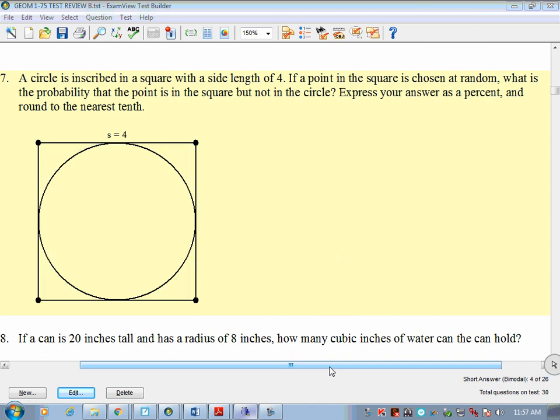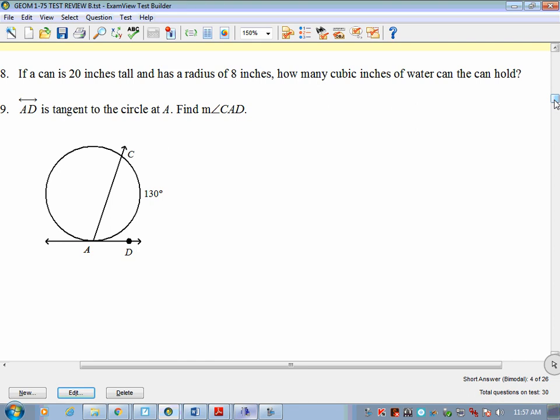All right, let's come down to question number 8. If a can is 20 inches tall and has a radius of 8 inches, how many cubic inches of water can it hold? This needs the volume of a cylinder. Does anybody know how to find the volume of a cylinder? What is it? Volume of a cylinder. Pi r squared times height.